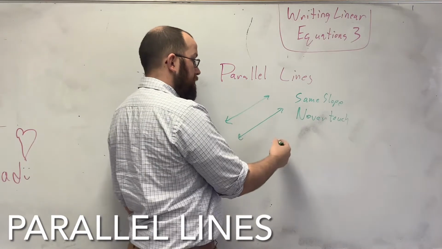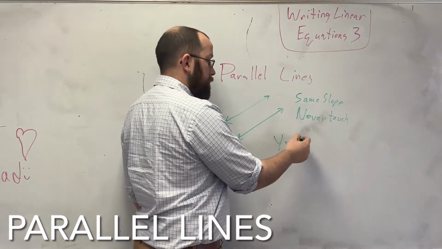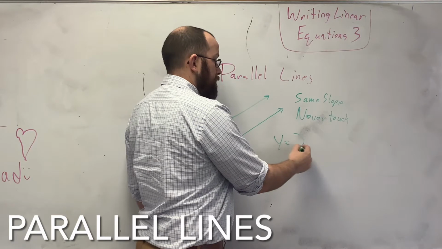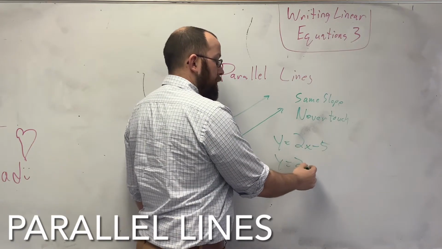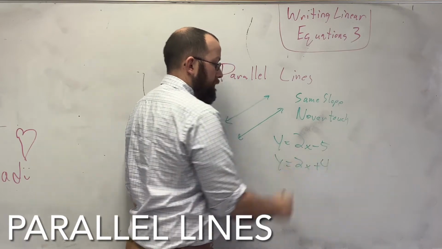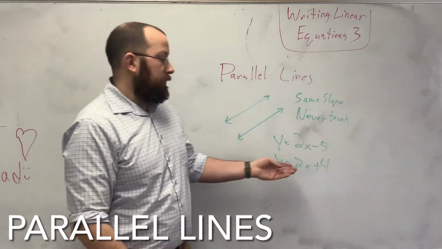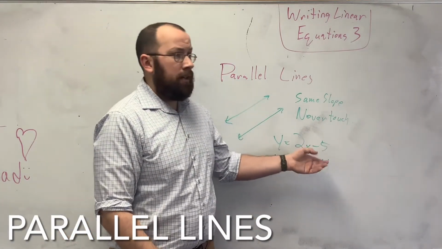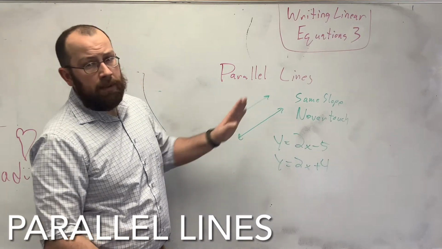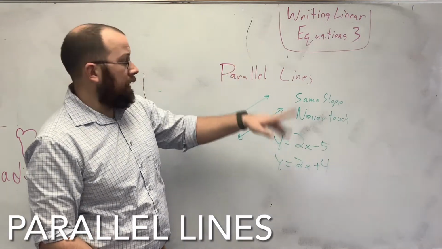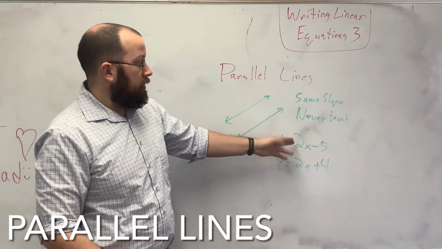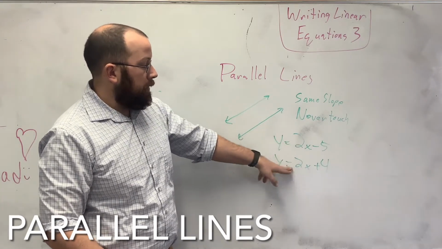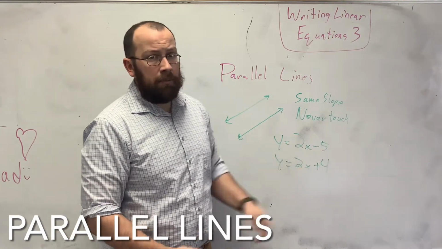So examples of this would be if I have y equals 2x minus 5 and y equals 2x plus 4. All right, so if I graph those, all they have is different y-intercepts, but they're both positive slopes and they both go at a constant rate of 2. So they'll never touch and their slopes will always be the same. The y-intercept can be completely different.